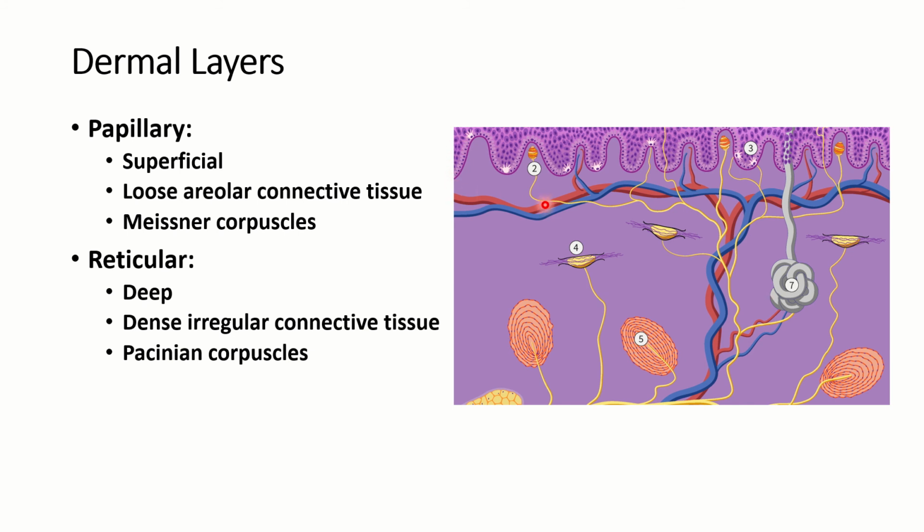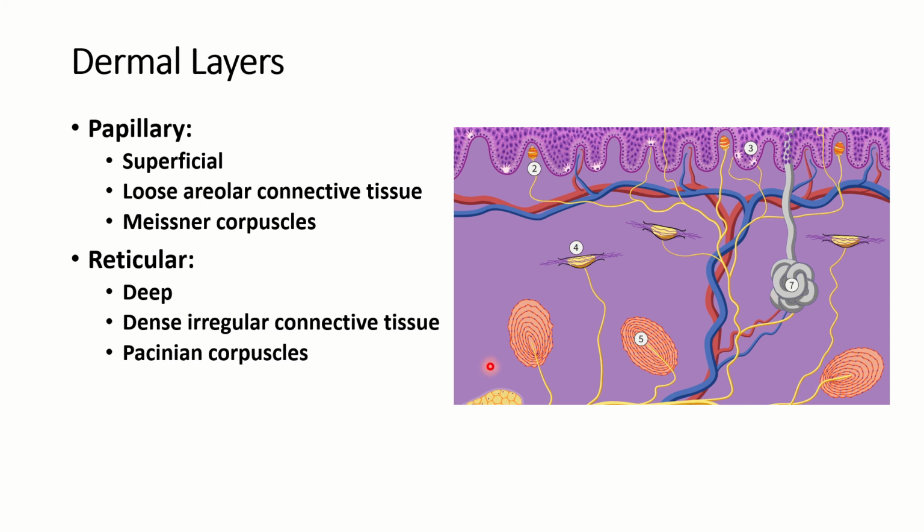One is called the papillary layer. It's around 20% and is below the epidermis. It's made of loose areolar connective tissue, and I cover connective tissue in a different video. That is made of collagen fibers and some elastic fibers. In this layer, you also have Meissner corpuscles. Meissner corpuscles are 1 millimeter in size, and they are for light touch and pressure, similar to Merkel cells.